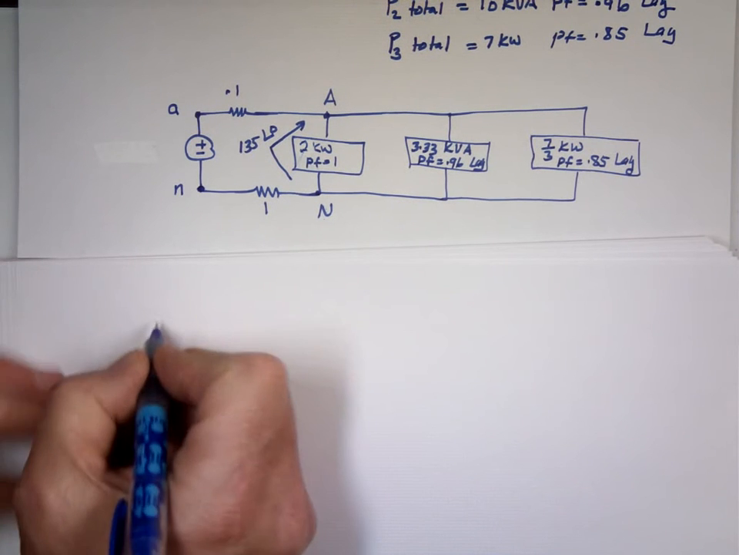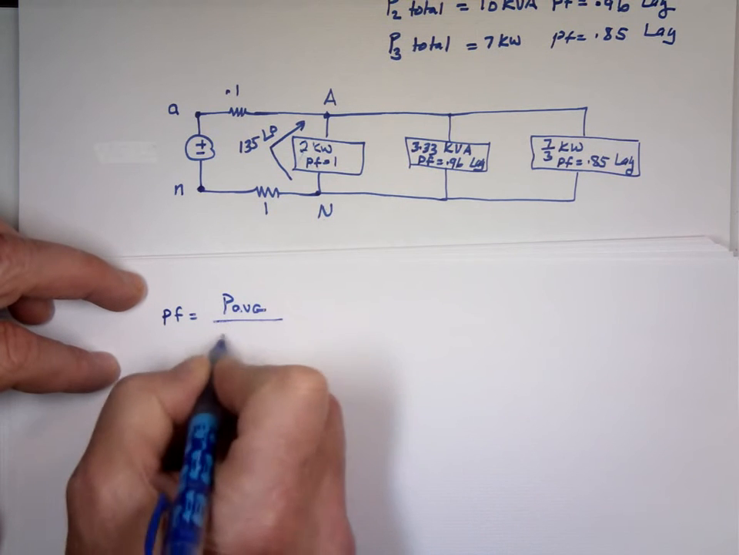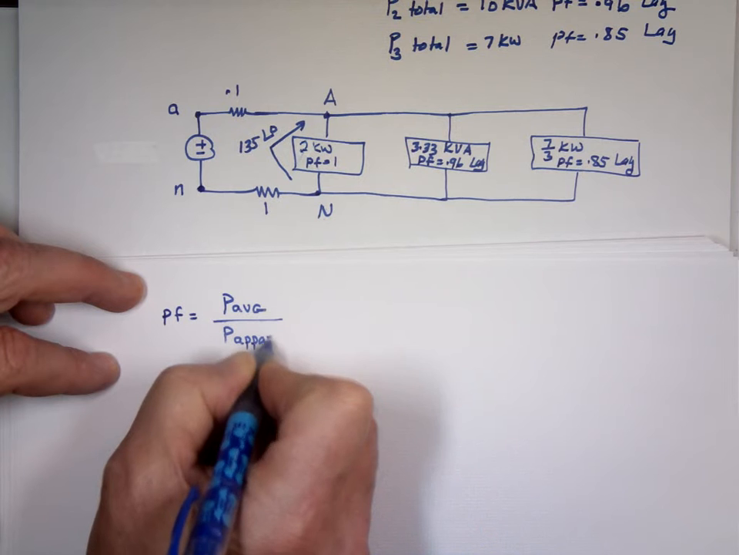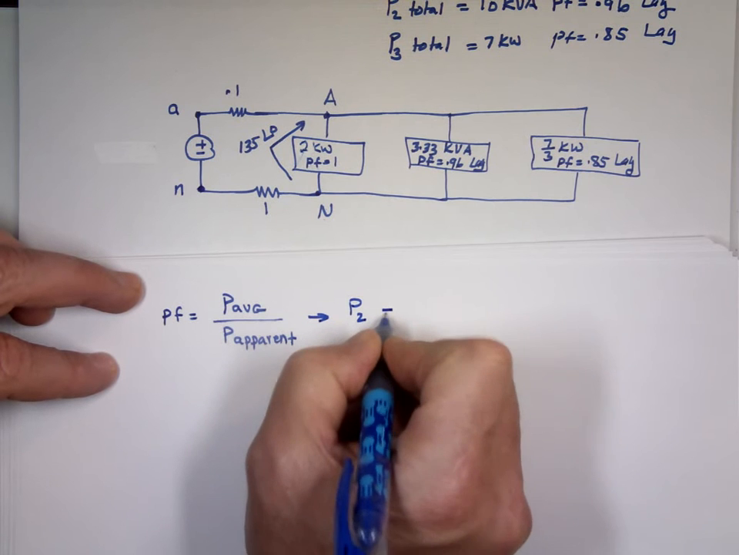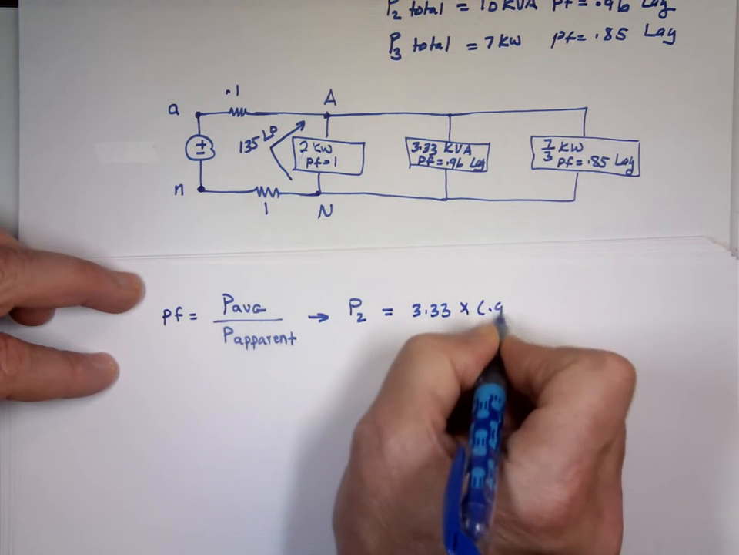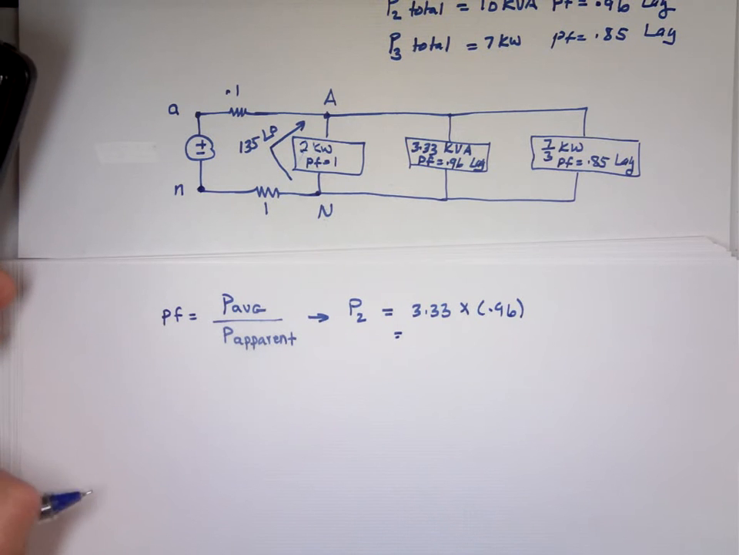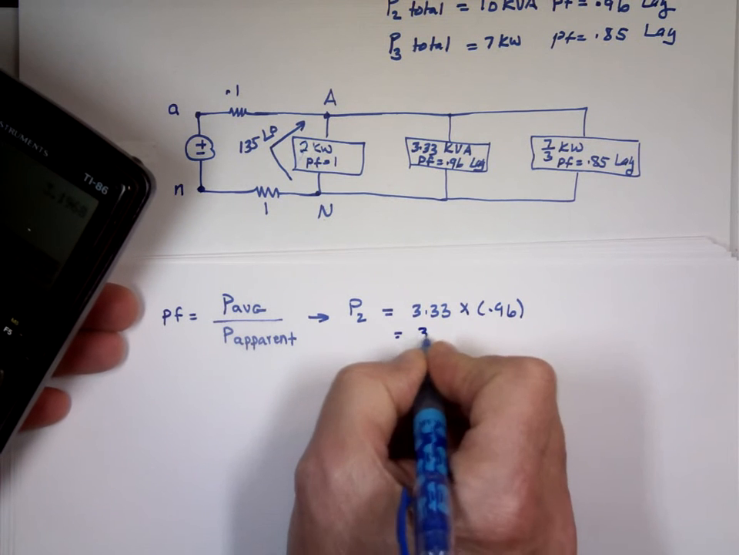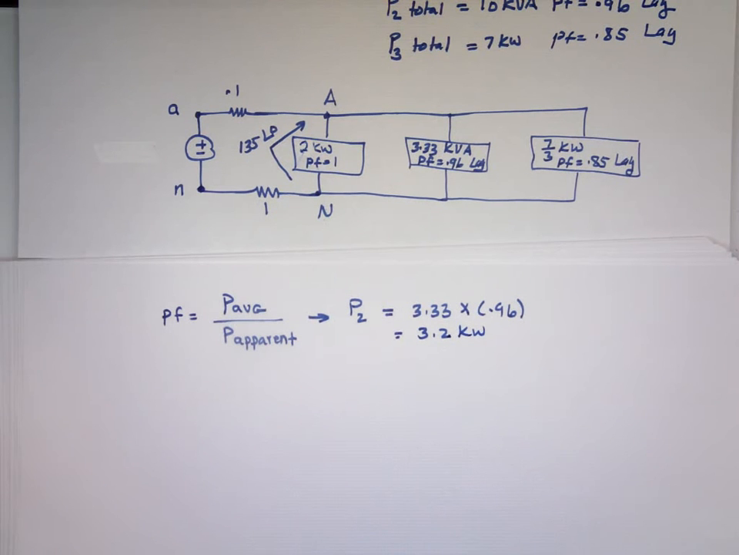I think it's apparent or average. The average power over the apparent power. So the average power by number two is going to equal what? 3.33 times 0.96, and that'll be in kilowatts. 3.2 kilowatts. Okay.